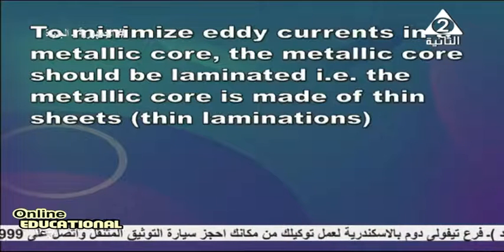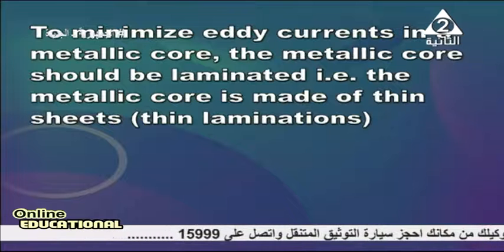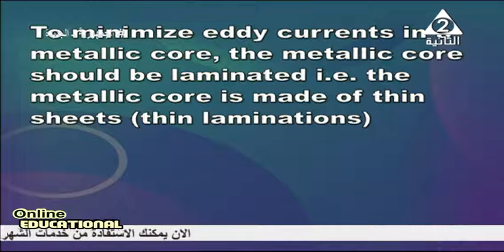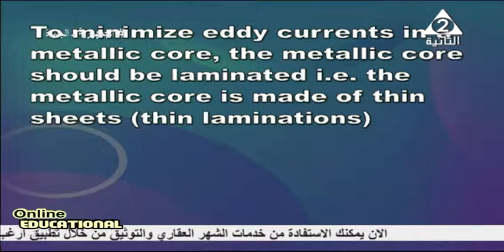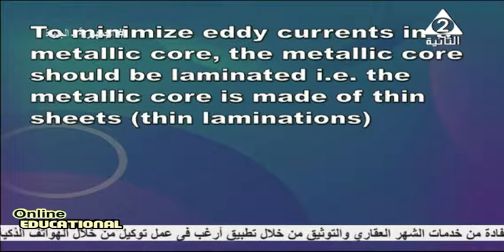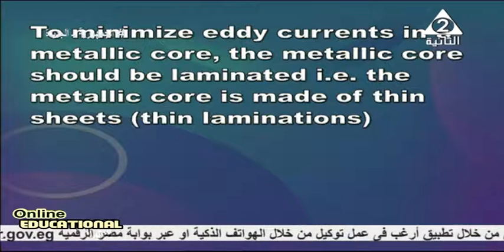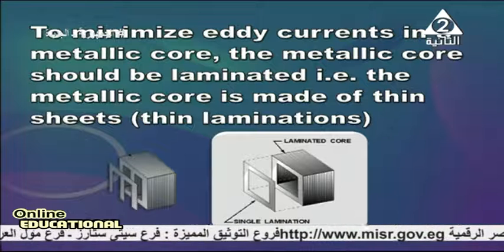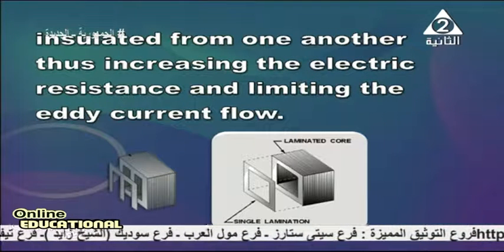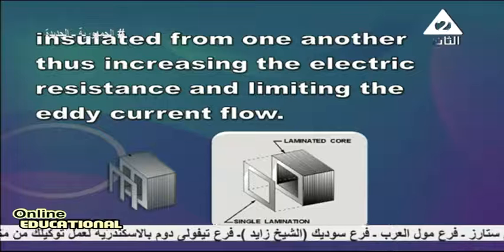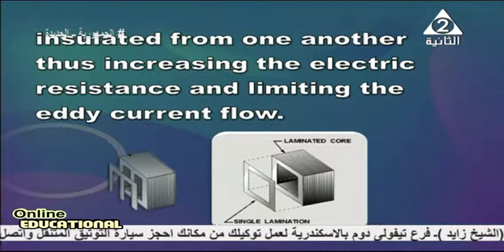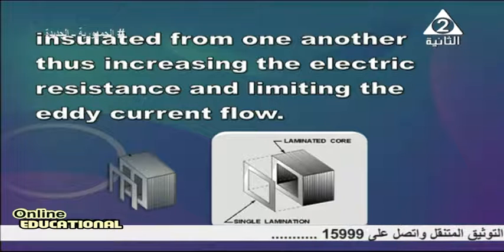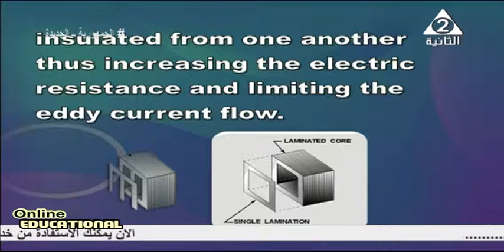How? To minimize eddy currents in a metallic core, the metallic core should be laminated to increase the electric resistance. It is divided into very thin sheets, thin laminations. It is shown in front of you. It is a laminated core. Each sheet is insulated from the others, thus increasing the electric resistance and limiting eddy currents.